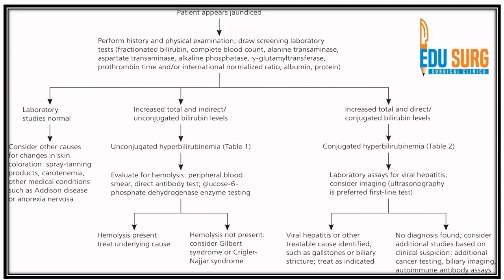This flowchart just gives you an overview of what I have discussed. If your laboratory studies are normal, you are looking at the other causes of skin coloration, very rarely seen in clinical practice. Important is the unconjugated and conjugated hyperbilirubinemia. Remember, in all cases of obstructive jaundice, your first goal is to confirm that your patient has obstructive jaundice or conjugated hyperbilirubinemia, not unconjugated hyperbilirubinemia. Then look at the cause of obstruction, the level of obstruction, right? That is how you have to proceed in a case on obstructive jaundice.